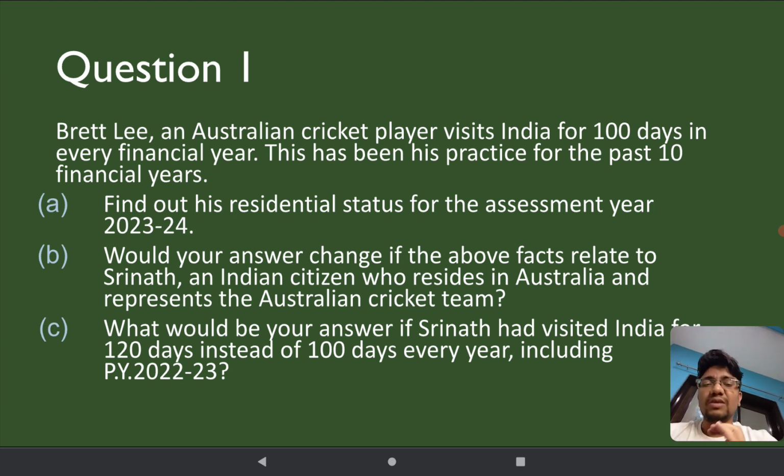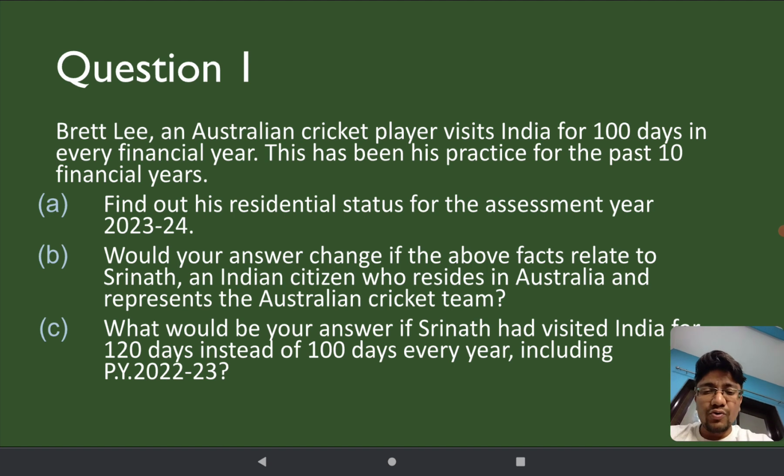Every year he is coming to India for 100 days, so count out whether he is a resident or non-resident. If he is resident, check ordinary or non-ordinary. I am sure he is going to be a resident because 100 days means more than 60 days, and for the last 4 years if we are checking, then of course you are going to find out whether resident or non-resident. You have to check if that condition is satisfied or not, right? 365 days in the last 4 years you have to check.